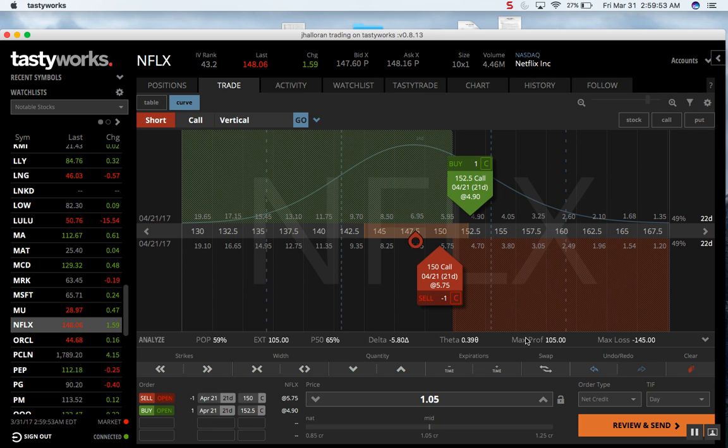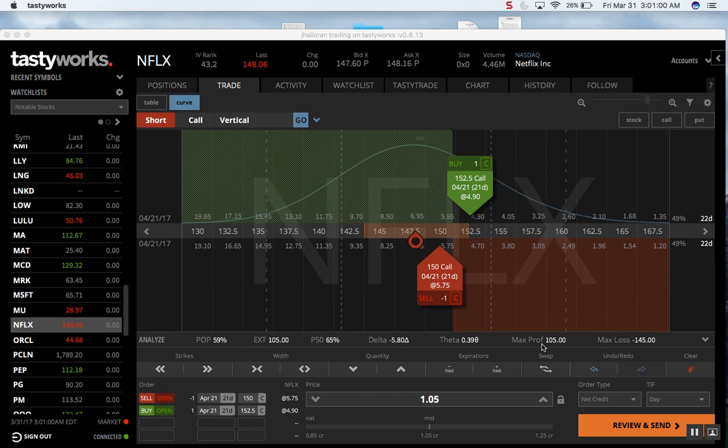Your max profit on this trade would be $105, and your max loss is $145. The way you find your max loss is you take the distance between your strikes, so the distance between 150 and 152.5, and you subtract that number from the credit you got to start the trade. So in this case it'd be 105. So max loss is $2.50 minus $1.05, and that's where you get the max loss of 145.